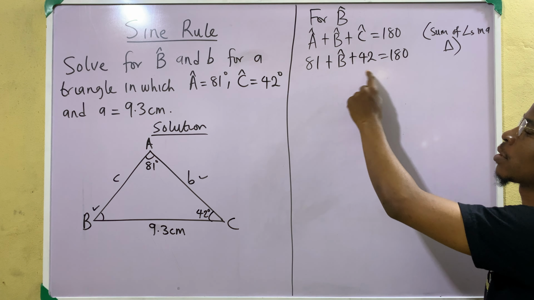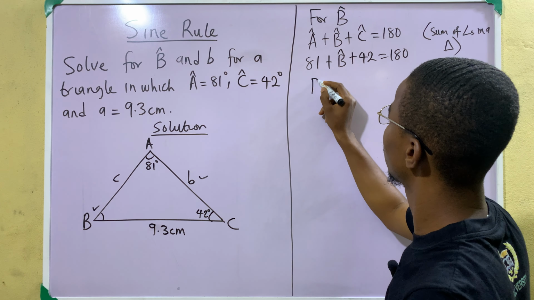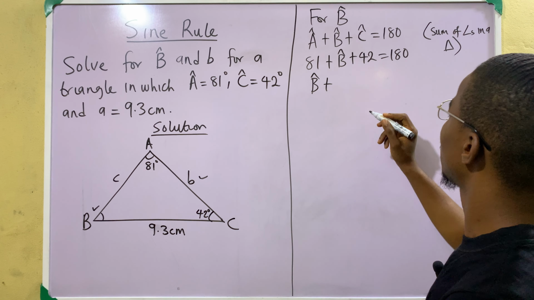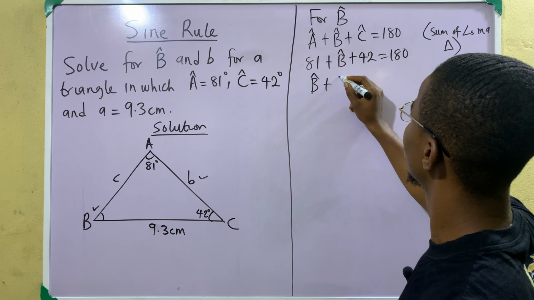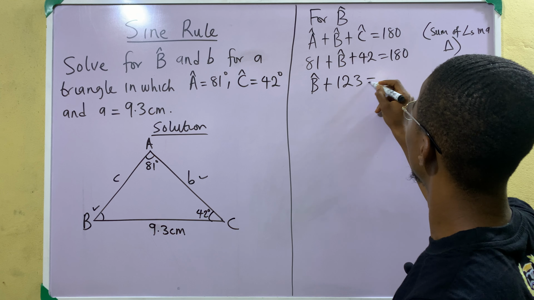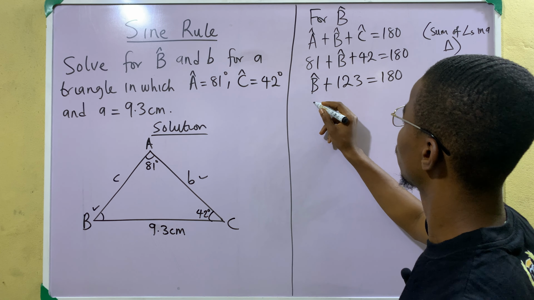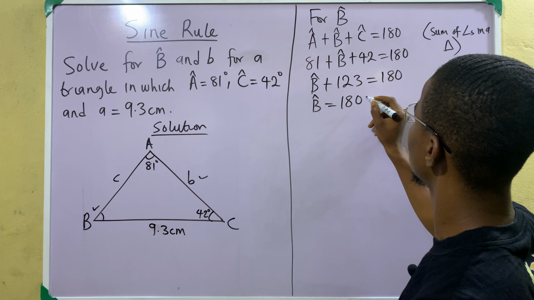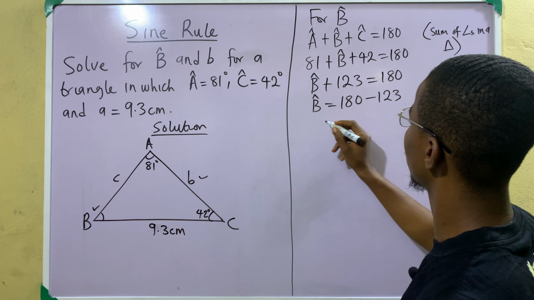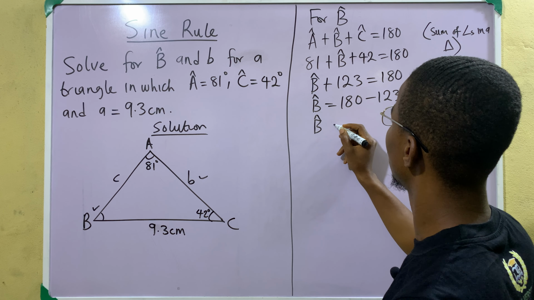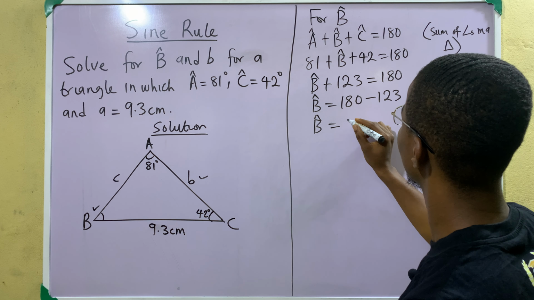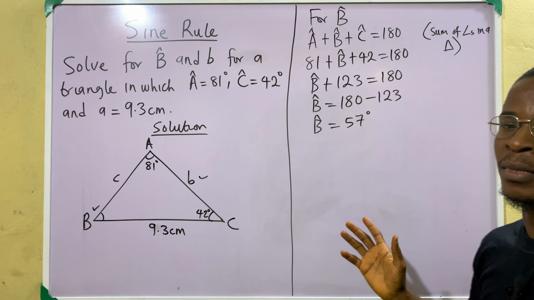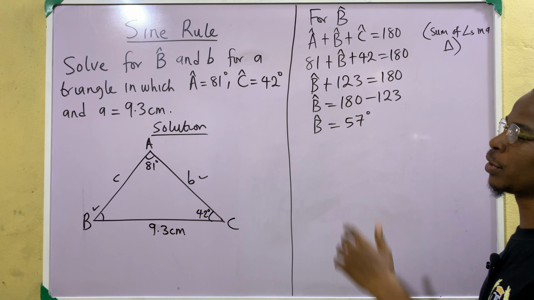Now let me add my numbers together. I'm going to have that B plus 81 plus 42, that should give us 123, equal to 180. So we have our B here equal to 180 minus 123. So our B here will be equal to 57 degrees. As simple as that. Now we have found our B.